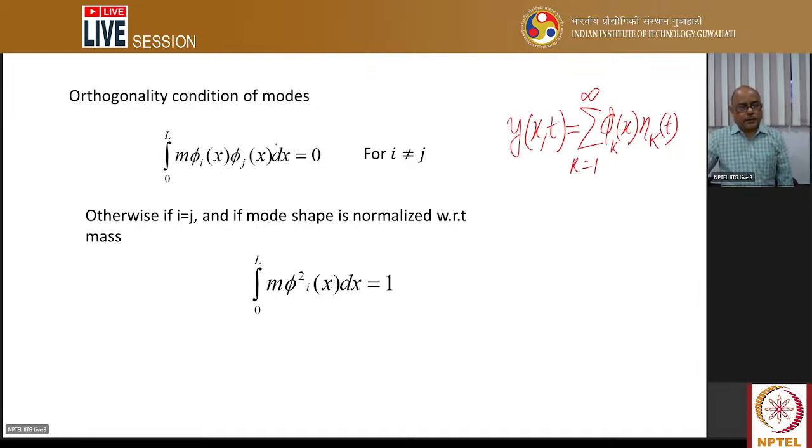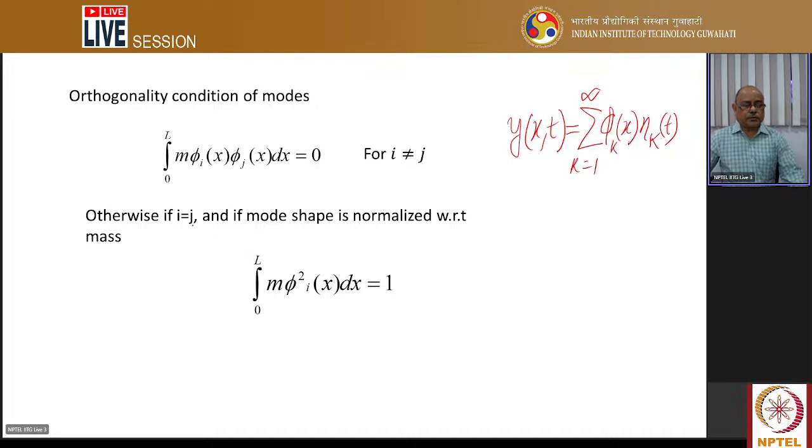If these modes i and j are different, that means you can take, say, the first mode here and the second mode there, or the second mode here and the fifth mode there, anything. So i should not be equal to j. If this condition is met, then we get 0. This integral value is 0.